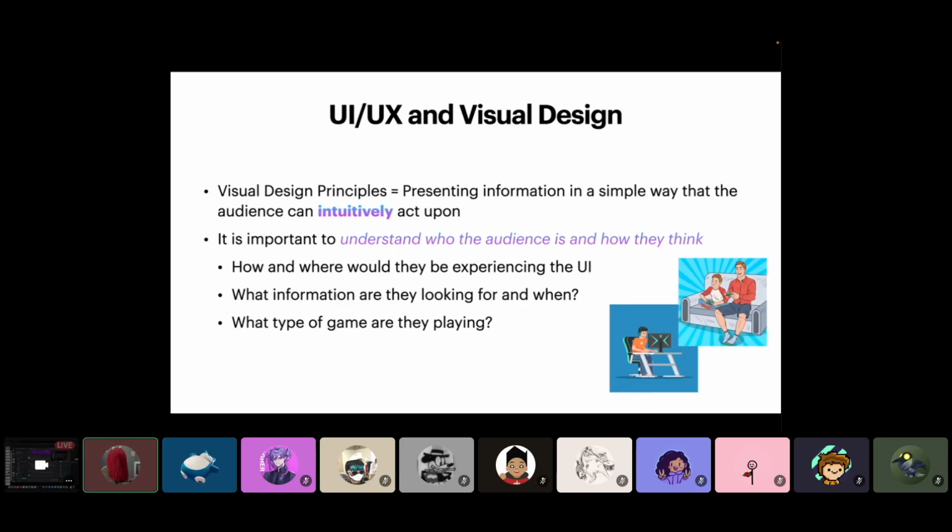So to make good UI UX, you need to follow some visual design principles. These principles are pretty much supposed to make it so that you're designing UI that is simple and intuitive for the audience to act upon. And basically, the most important part about UI UX is to understand the audience and how they think. You need to consider factors like how they are going to be playing the game or interacting with whatever computer or console, what information they would be looking for if they're looking for certain elements in the menu, and what type of game they are playing.